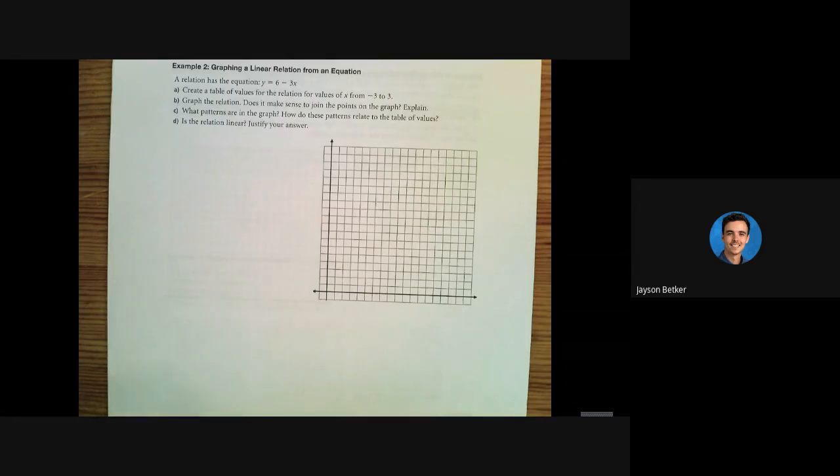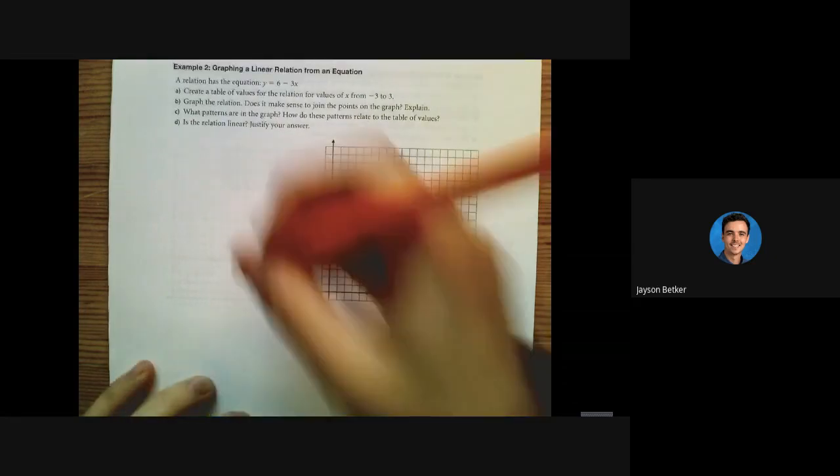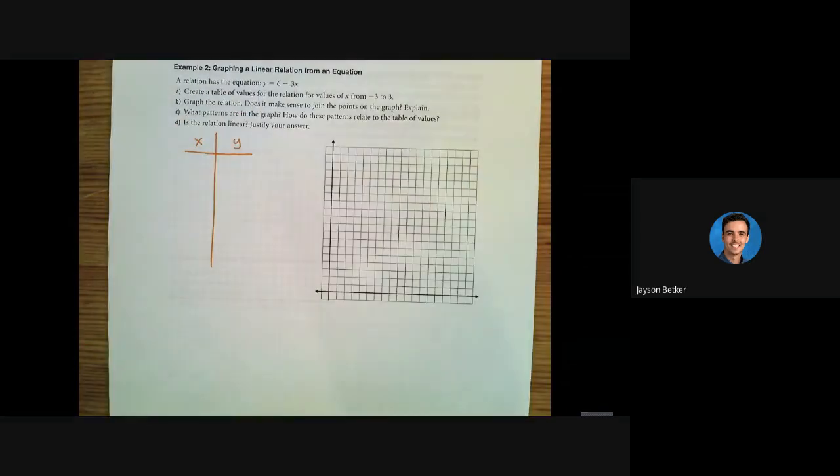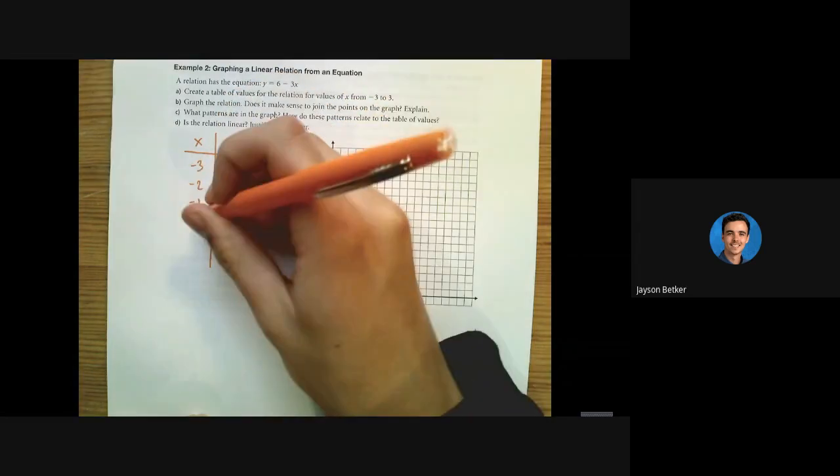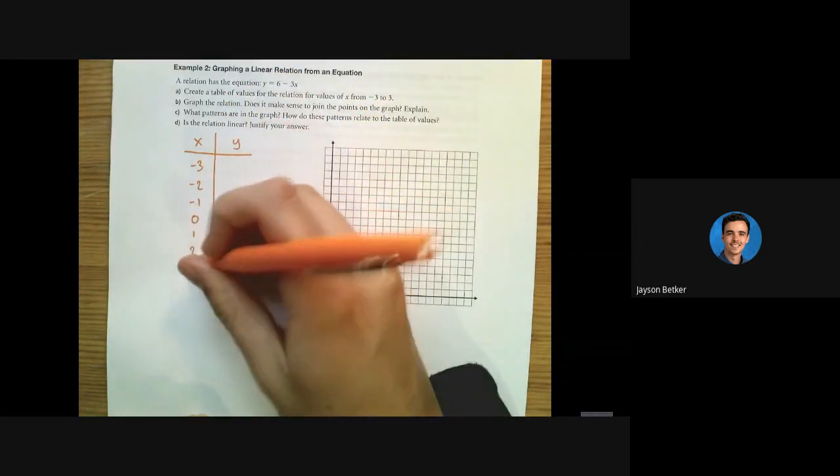Part A says create a table of values for the relation. So this is going to look something like this. And we're going to have an x and a y. This graph actually isn't really set up very well for this, because it says create a table of values for the relation from the values of x equals -3 to x equals +3. So we're going to go -3, -2, -1, 0, 1, 2, and 3.